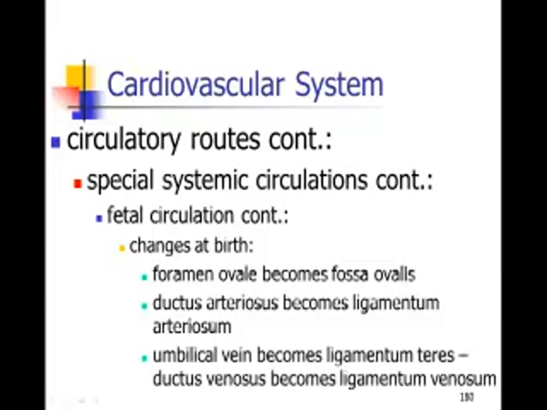The umbilical vein shrivels up, becomes the ligamentum arteriosum. The ductus venosus also shrivels up and becomes the ligamentum venosum.